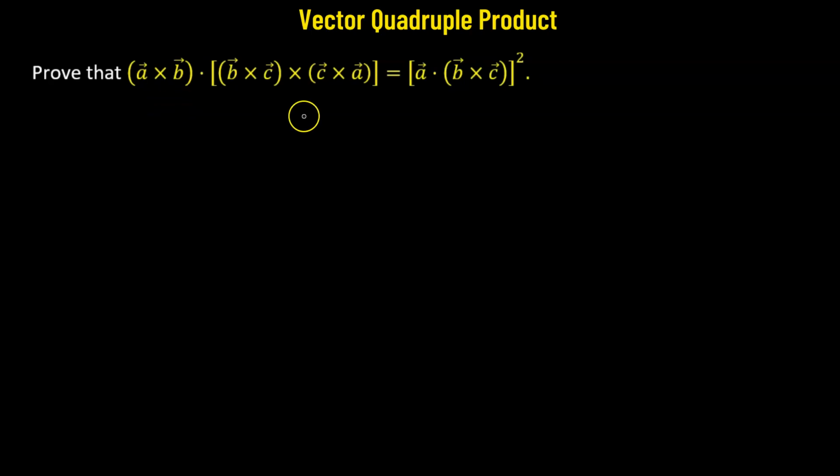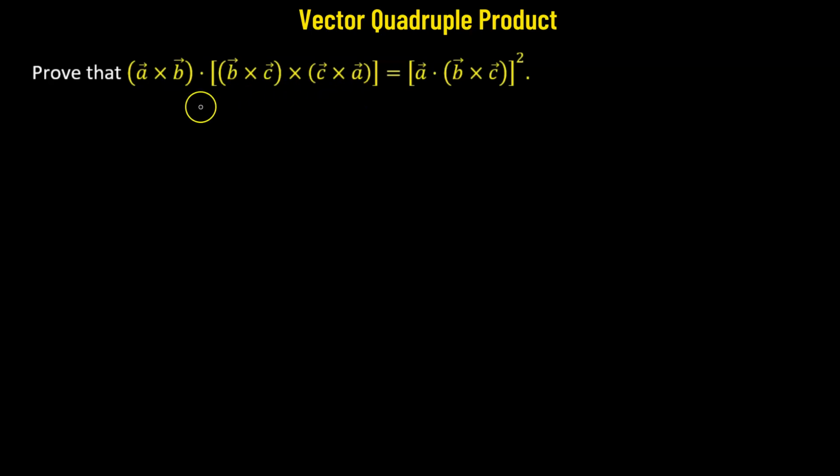So let's prove the following. Here we have two types of product: a scalar product and a vector product. We have a scalar product between A cross B and B cross C cross A. And within these parentheses, we have a vector product. So this is a vector product of four vectors.